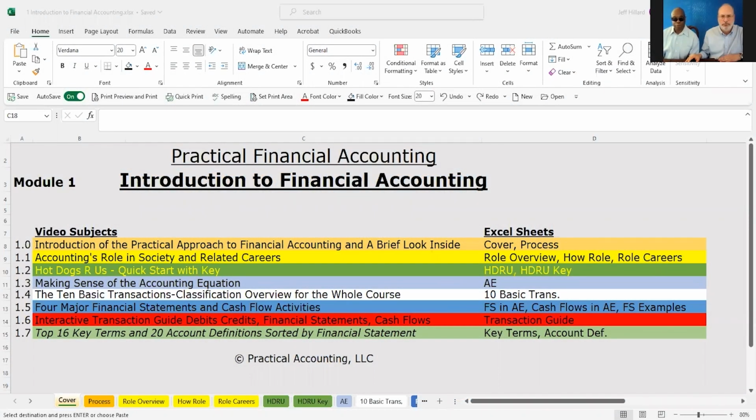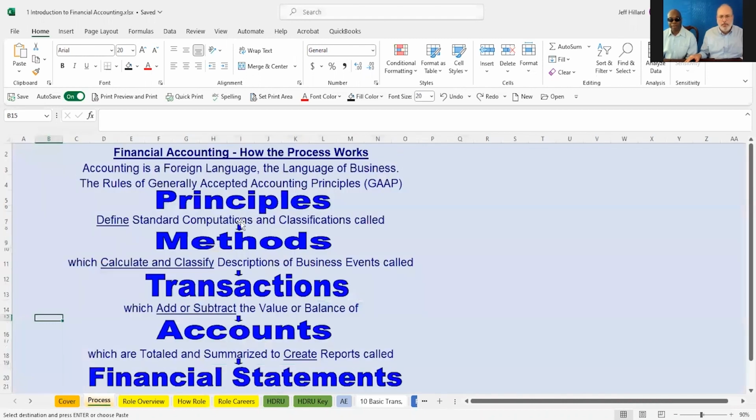Oh, we got something cool for you. I want you guys just to take a look at this transaction table. This kind of puts everything in perspective from the transactions all the way through to the financial statements. Check it out. Remember, principles, methods, transactions, accounts that are rearranged into financial statements. We just went down through here. We're going back to transactions and how they work.